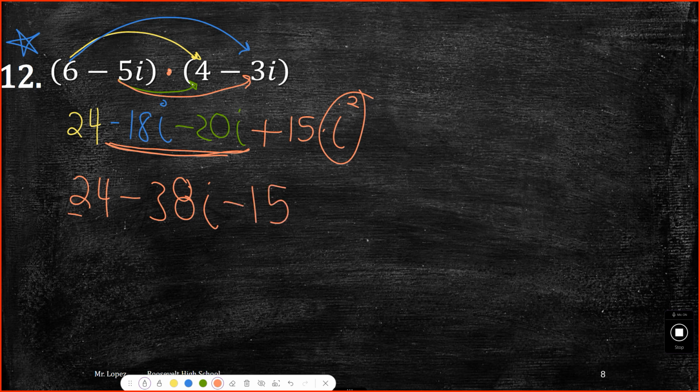Now we can combine the real with this real. What is 24 minus 15? 9. So it's going to be 9 minus 38i. And that is the answer right there. You can't combine. This is real, that's imaginary. That's the final answer.